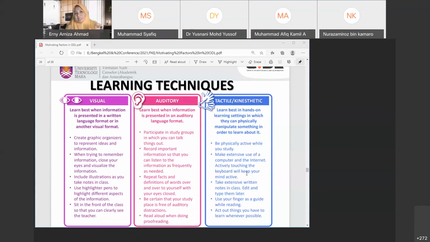So you kena ada pergerakan kat situ. Maksud dia ini kena ada pergerakan. You tak boleh stand still, duduk, dengar baca, tak boleh. Kalau kata kinesthetic types of learning style. Okay, and then take extensive written notes in class. You kena tulis. Okay, edit and type them later. So kena buat. Right, and then use your finger as guide while reading.